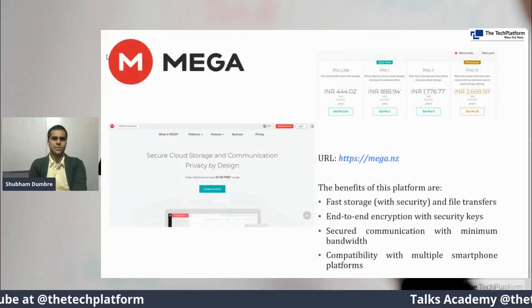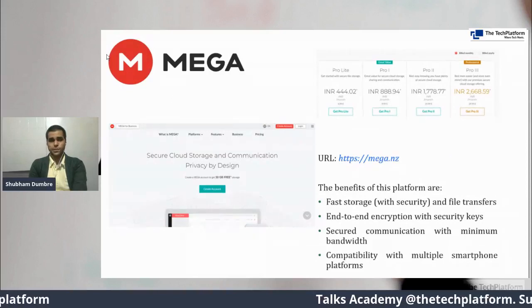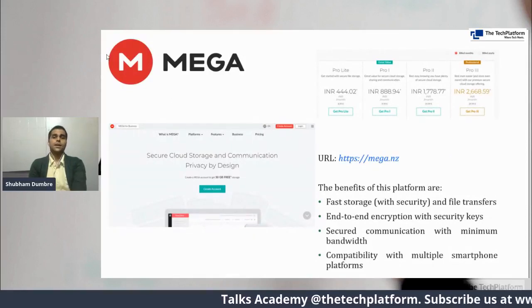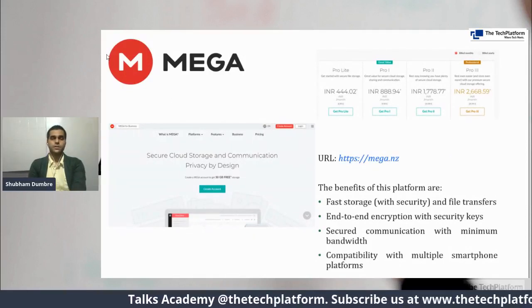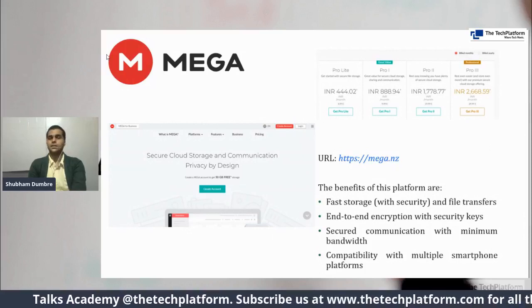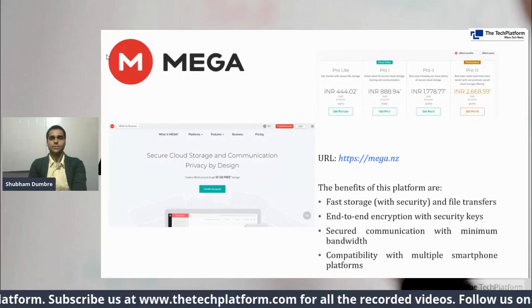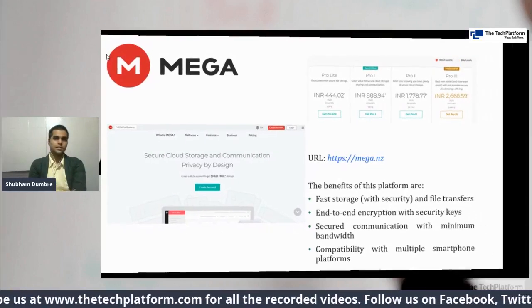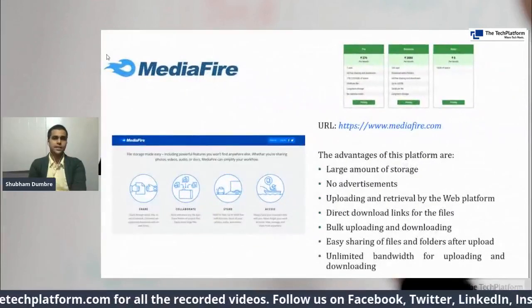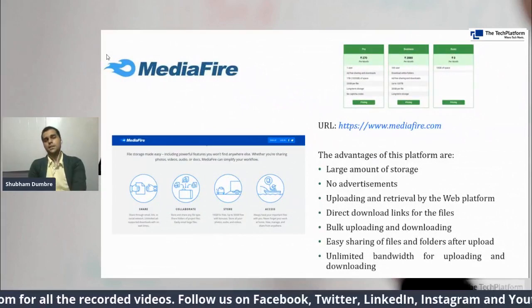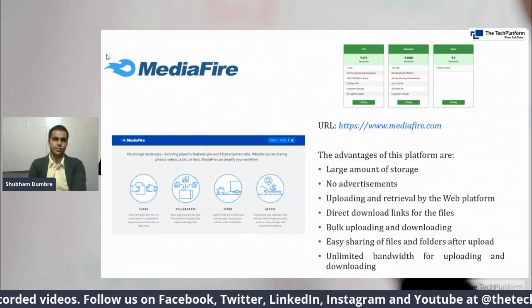So next comes Mega. Mega offers you a 50 GB free plan, and it depends on how big you want to go ahead, because Mega is really interesting if you want to use it. Depending upon the use case, you can choose the Pro Lite, Pro, Pro 2, and Pro 3 plans. Then comes Mediafire. Mediafire again has a large amount of storage, and it is pocket friendly, of course.